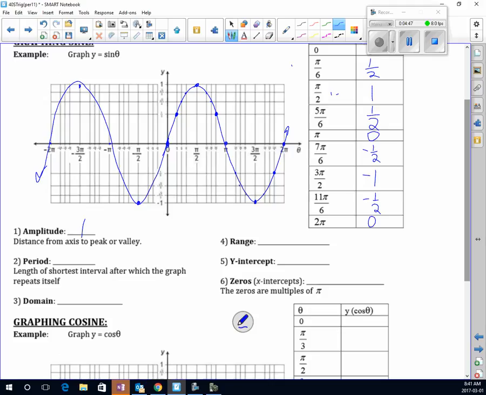What's the period? The period is the length of the shortest interval after which the graph repeats itself. So if we're to look at 0, 0, how long does it take until it starts that wave again? 2 pi. What's the domain of this function? Yeah, it's negative infinity to positive infinity. It goes on forever, x-wise. However, the range, what's the range here? -1 to 1. Does that make sense to you that the range would be limited?